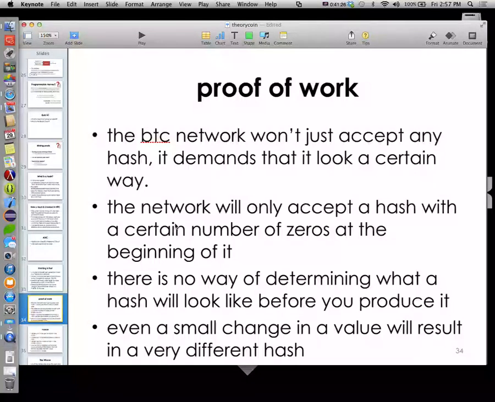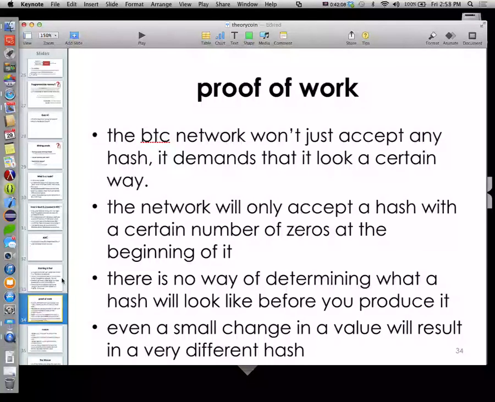Now, an important aspect of hashing is when you make a guess, if you look at the nature of the original data, there's really no way for you to guess at what the hash will look like. So you can't predict what your guess will be. You can't predict how many zeros are in the front. So the idea is that you're basically rolling dice over and over and over again until you finally land on the correct one. 2 to the 256 power times 2 to the 256 power, and you'll see why it's that number. A huge, huge number of possible guesses.